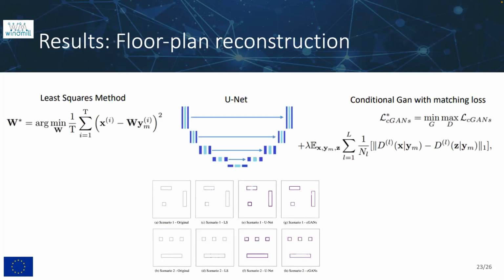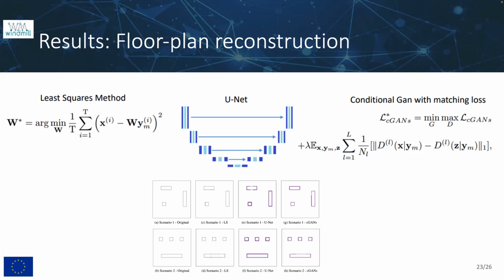And just to finish, I should be quick. This is another application. We try to translate the radio map into a floor plan of the environment. We compare mainly three methods. The least squares method, although super naive, is what people used a lot in the literature, so that's why we included it for comparison. The U-Net is basically an encoder-decoder autoencoder with skip connections that we also try to use to translate from radio map to floor plan.